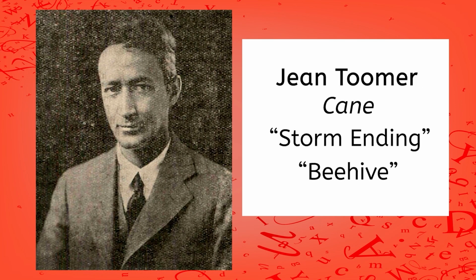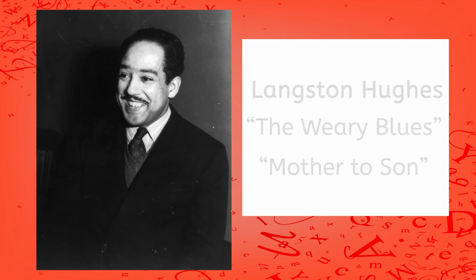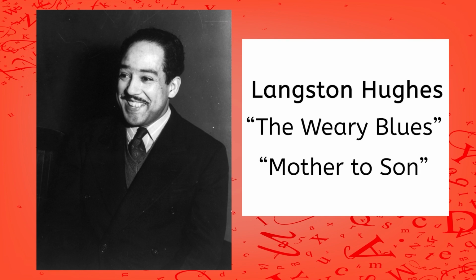What about Jean Toomer? He combined poetry and prose in a book called Cane, which included poems Storm Ending and Beehive. And who could forget the incomparable Langston Hughes? He experimented with rhythms, echoing the sounds of jazz and blues in poems like The Weary Blues, and he captured authentic speech sounds with dialect in works like Mother to Son.